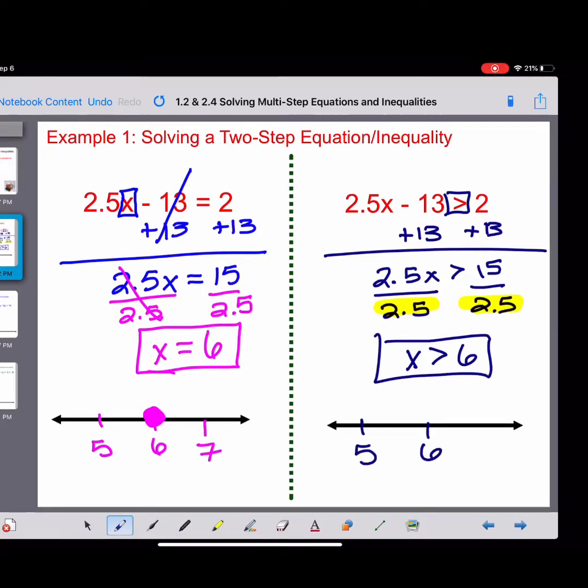When I graph, since I'm graphing an inequality, I have to represent all the solutions that it includes. I'm going to have an open circle. Since there is no equal sign, 6 is not included. And then I'm going to shade in the direction that represents all numbers greater than 6. So that is 7, 8, and everything to the right.